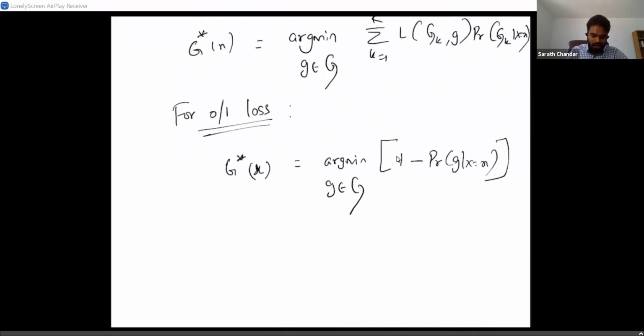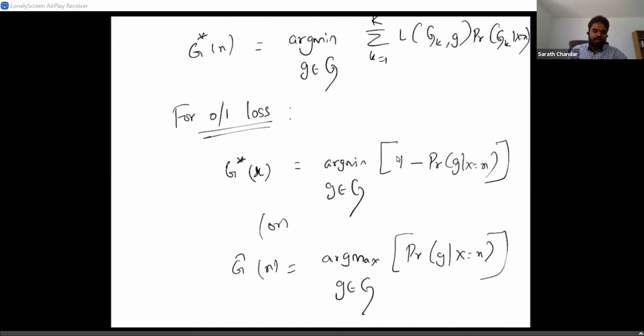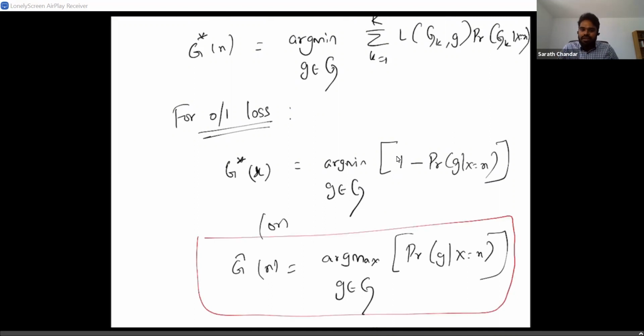So now I can also write this as g star of x, where instead of arg min, we could do arg max and just reverse this: the probability of g given x. Okay, so now this is the optimal decision function for classification if you are using 0-1 loss. Now again, what does this function tell us? This function tells us that the best possible classifier is one which picks the most probable class given some x, right?